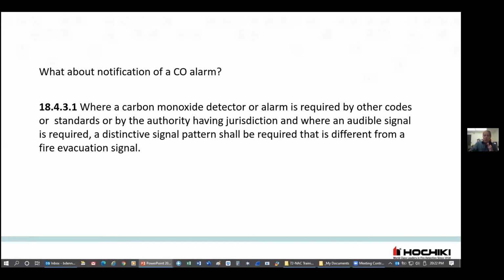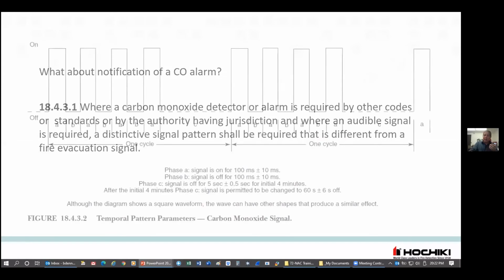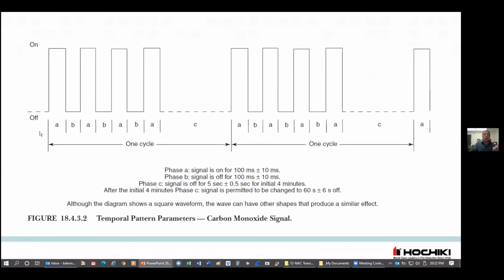The CO alarm is commonly called a temporal 4 pattern. Rather than 3 pulses, 500 milliseconds each, the temporal 4 uses 4 pulses, and they're 100 milliseconds each. I'll play the temporal 4 code for you, and you can hear how that sounds.